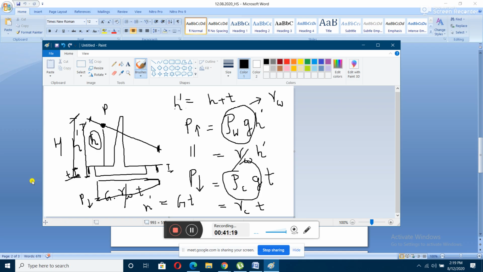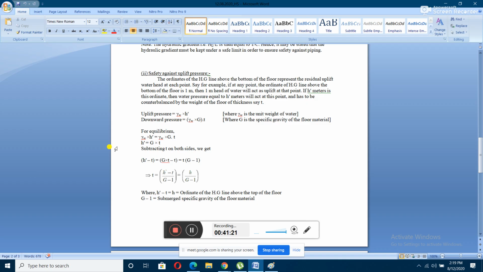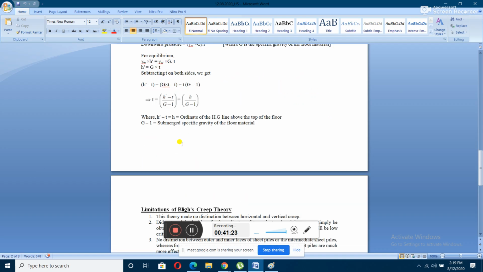Have everybody understood? Just tell me. This is the way of construction of the floor. The thickness and the length has been determined by your two factors, that is direct uplift and your piping failure. Just tell me whether have you understood or not. Yes, sir. Understood. Yes.